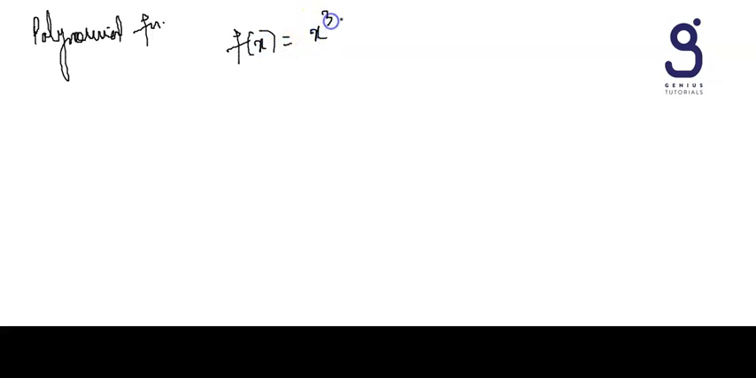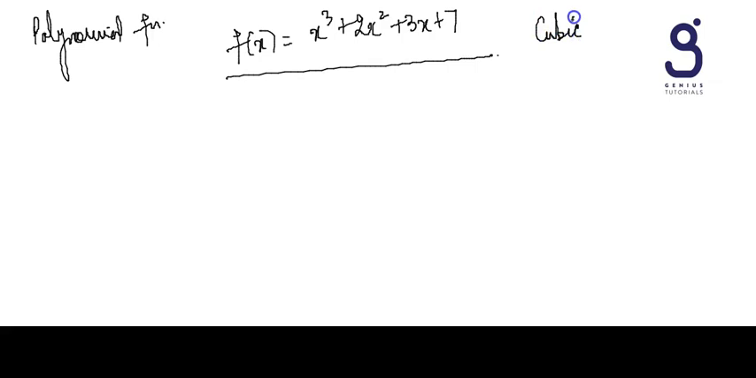Okay, so let's start with this topic. First of all, let us understand what is a polynomial function. So polynomial function, suppose if I say that f(x) is equal to x cube plus 2x square plus 3x plus 7. Now this is a polynomial function. Rather we can say that this is a cubic polynomial function, okay, because degree here is 3. So in polynomial function, the variable can have any whole number power. It can never be a negative value, power can never be negative, and power can never be in fraction. This is the basic definition of polynomial function.